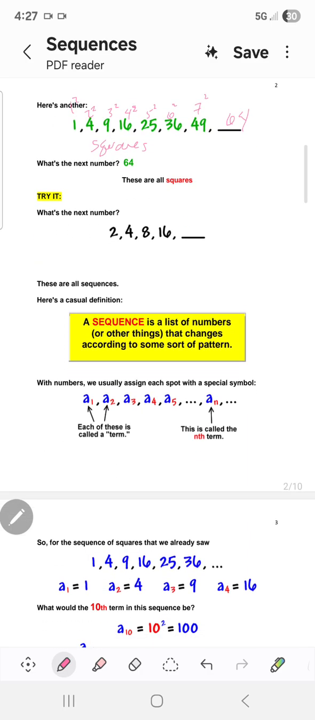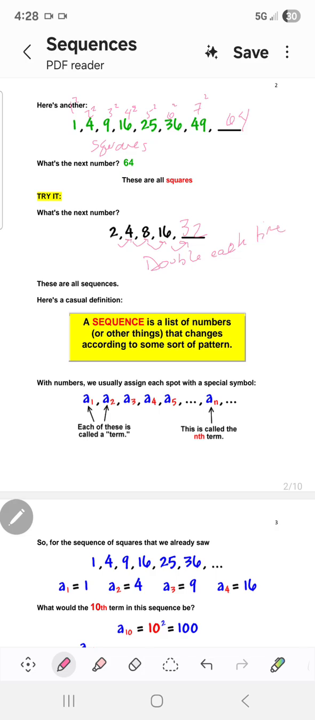What about this one? 2, 4, 8, 16. Do you see it? To get to 2 and 4, you double. To get to 4 and 8, you double. To get to 8 and 16, you double. So this must be doubled, which would be 32. You double each time.